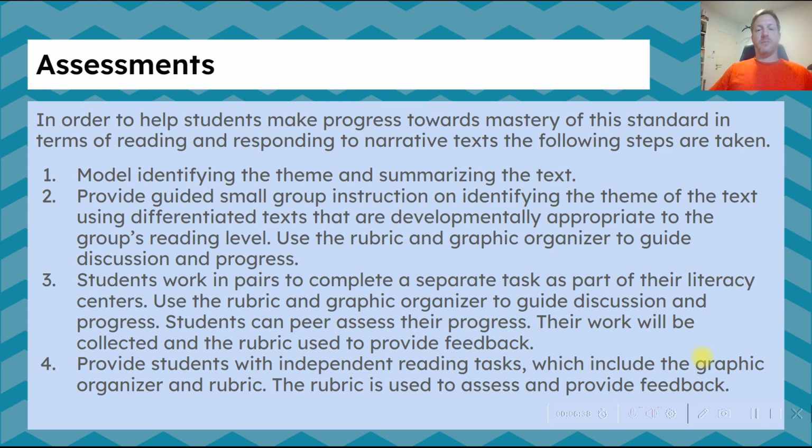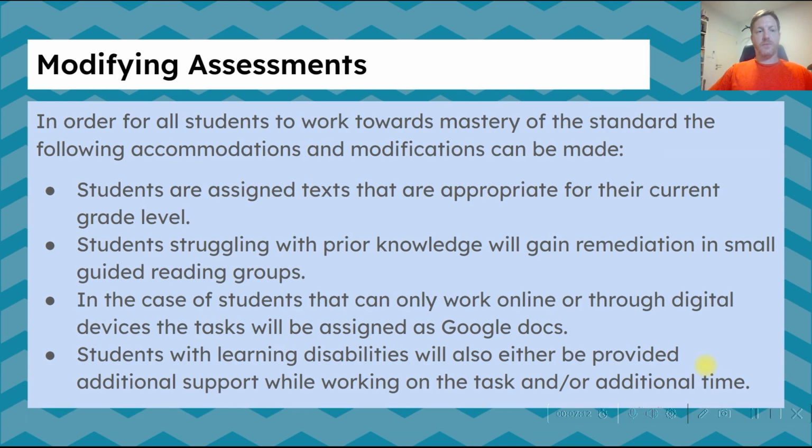In order to help students make progress towards mastery of the standard and develop proficiency, first of all, you model identifying the theme and summarizing text. Then you provide small guided group instruction. Then students can work in small groups and pairs and give themselves peer assessment. The whole time you should be using the rubric. And then at the end, you can give them a summative assessment where you provide them with the rubric and graphic organizer, and you use the rubric to assess whether they have now met standards.